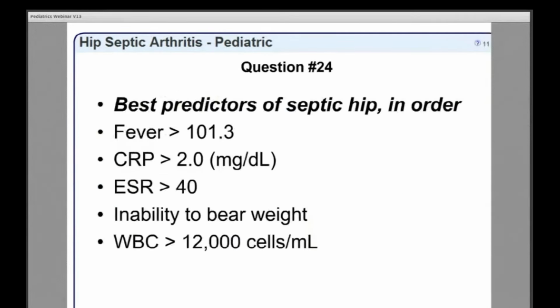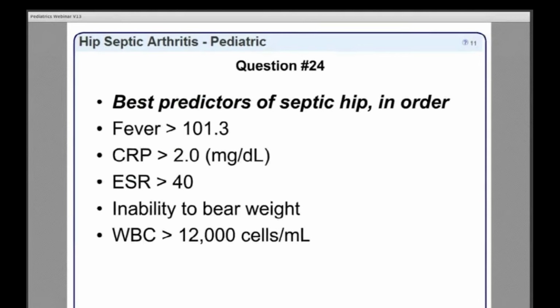So the best predictors of the septic hip, in order, are fever, CRP greater than 2, ESR greater than 40, an inability to bear weight, and an elevated white blood cell count. And these are based on a study from the Children's Hospital of Philadelphia. And you sort of need to know this specific study in order to answer the question.